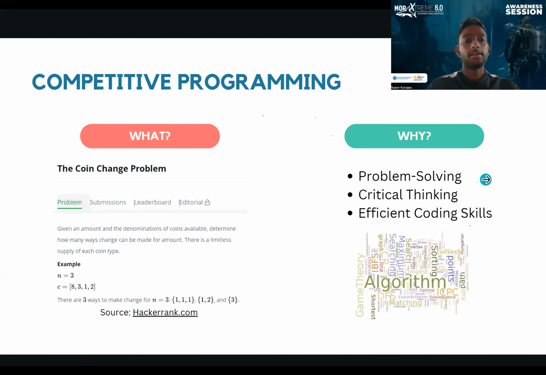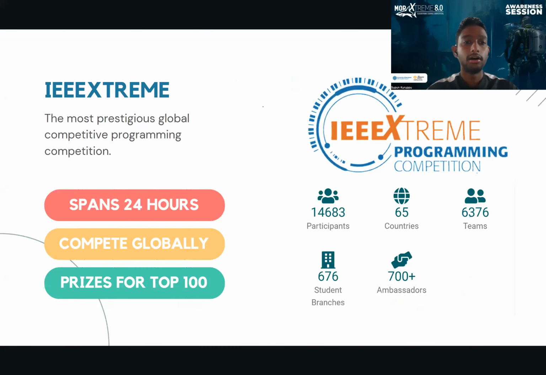IEEEXtreme is the most prestigious global competitive programming competition there is. It spans 24 hours, and you get a chance to compete globally and see how well you match up with the global talent. Of course, you will also get prizes if you make it to the top 100. And these are some of the metrics from last year's competition.